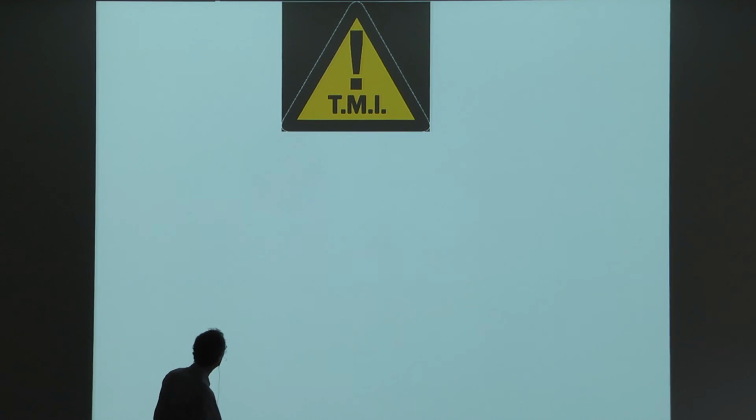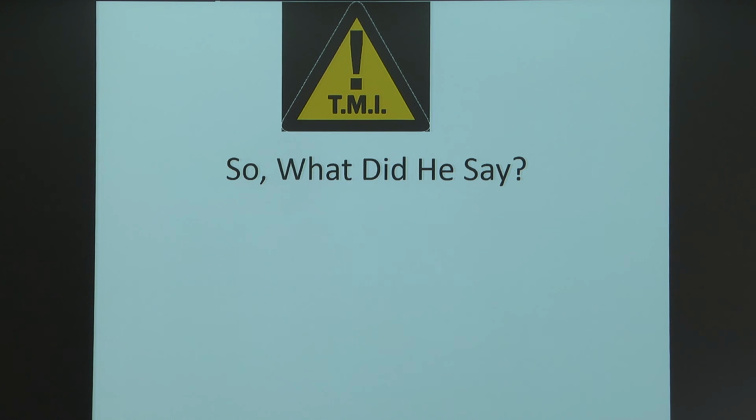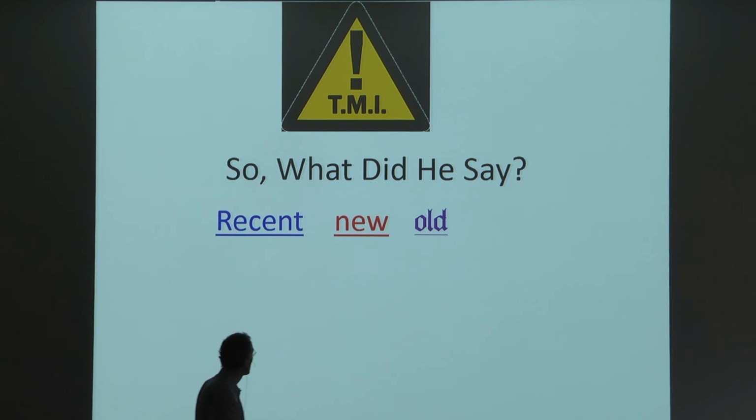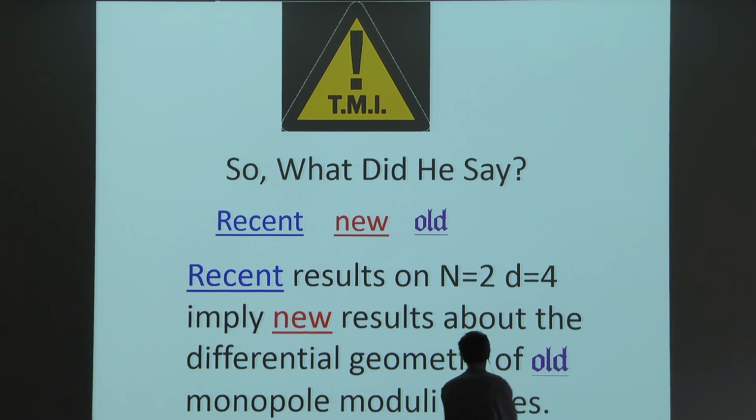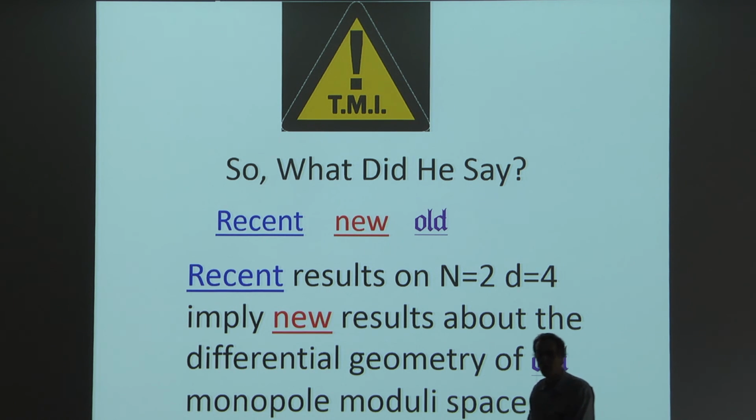So I'm out of time. I realize that's too much information. So if you go back to your home institution and somebody says, oh, what did he say? You could just remember recent, new, old. Recent results on n equals 2 four-dimensional super Yang-Mills imply new results about the differential geometry of old monopole moduli spaces. Thanks for your attention.